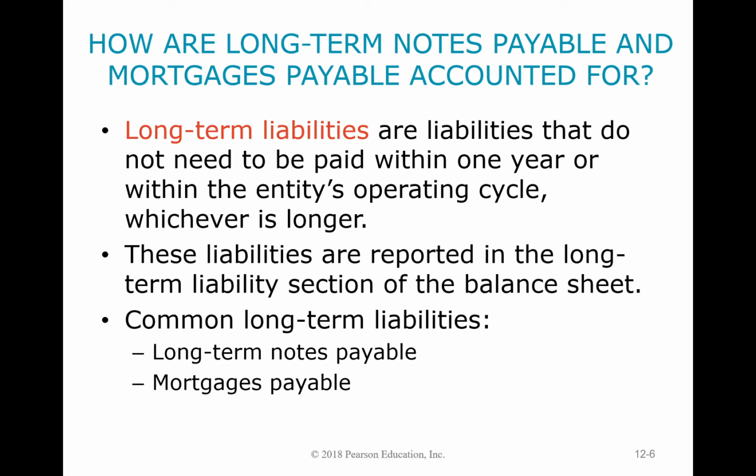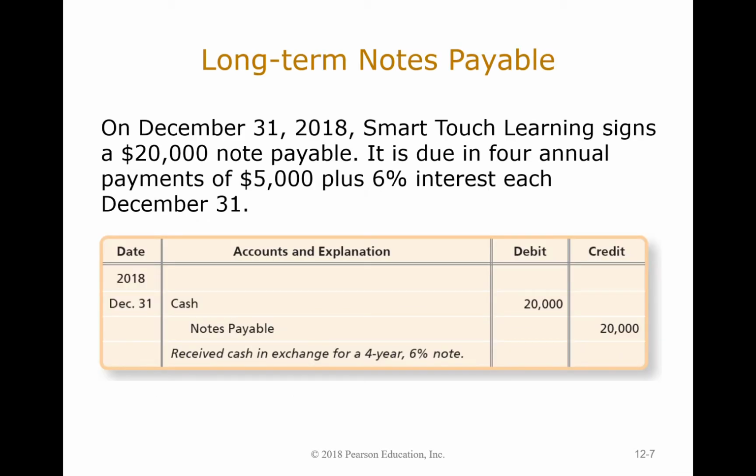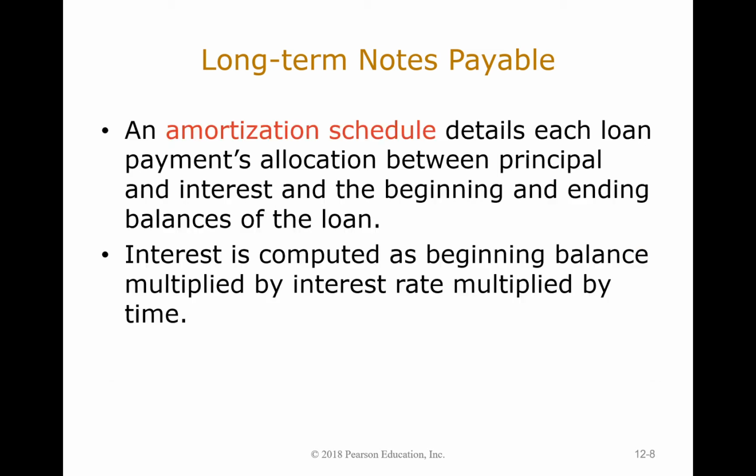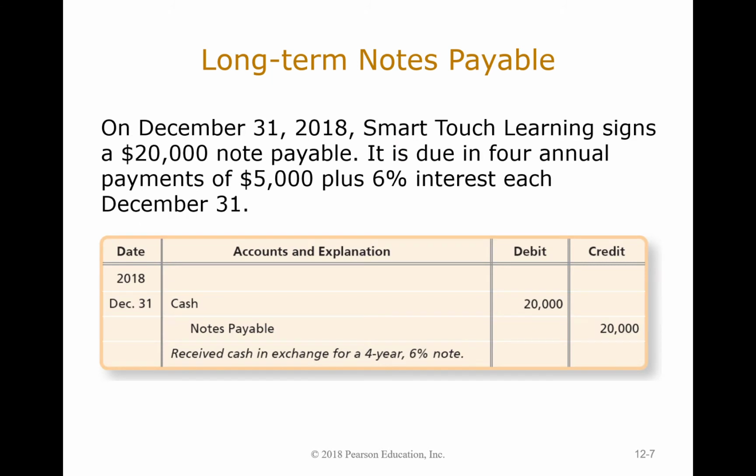A couple examples we have might be long-term notes payable and mortgages payable. So when we have a long-term note payable, what we can see here is Smart Touch Learning is signing a $20,000 note payable. Essentially, they are taking a loan, they're getting the cash, so debiting cash, crediting notes payable. Here we can see we have 4 annual payments of $5,000 plus 6% interest each December 31st.